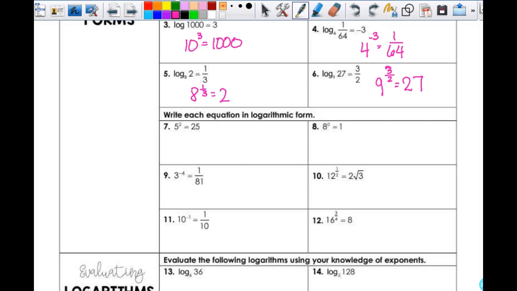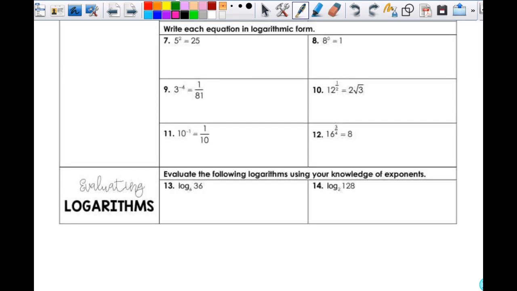Now we're going to rewrite the exponentials into log form. So here, this is going to be log. What's the base of my log going to be? 5, because that's the base of the exponential. So log base 5 of 25 equals 2. Then this is going to be log base 8 of 1 equals 0. Okay, so go ahead and rewrite the other ones.